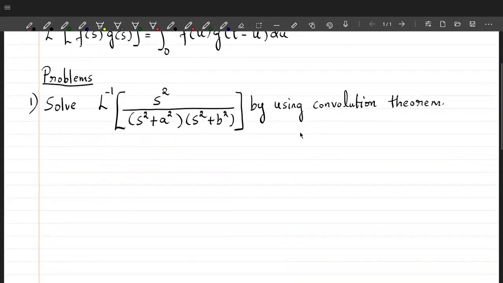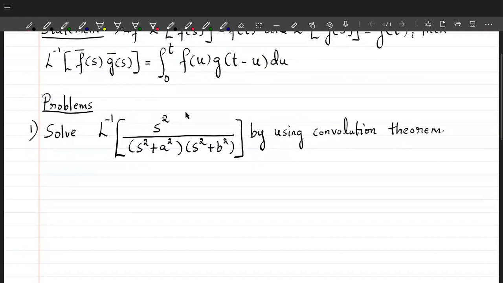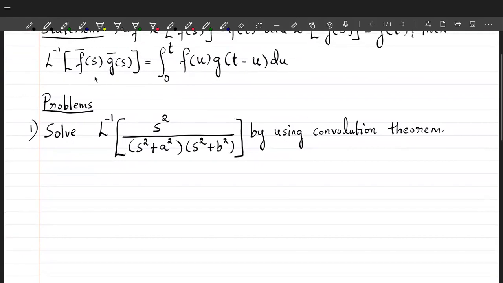The first problem is: solve Laplace inverse of s square divided by s square plus a square multiplied with s square plus b square. As you can see, according to the statement, you have to identify one function as f bar of s, another function as g bar of s. So first let's do that. The given term here is s square divided by s square plus a square into s square plus b square. Now this s square here can be written as s into s, correct? In that, one s can be combined with s square plus a square, and the other s can be combined with s square plus b square.